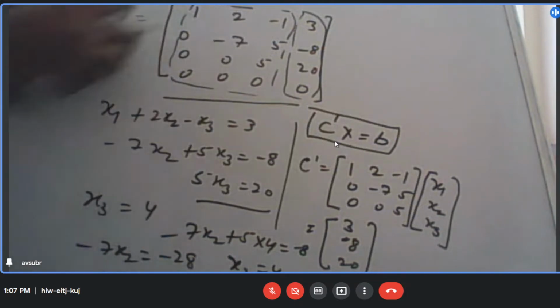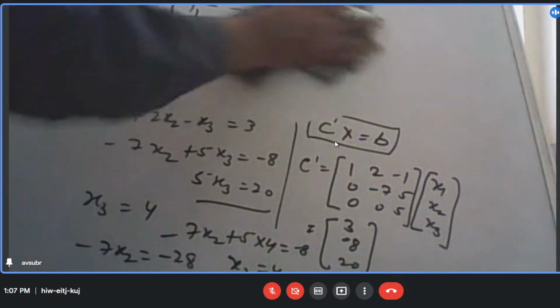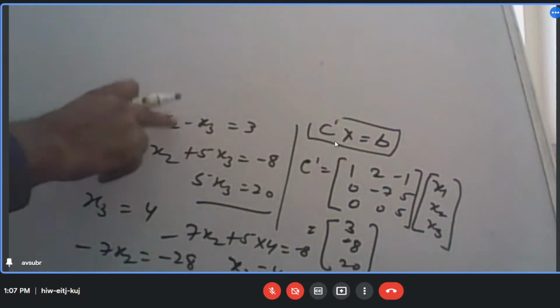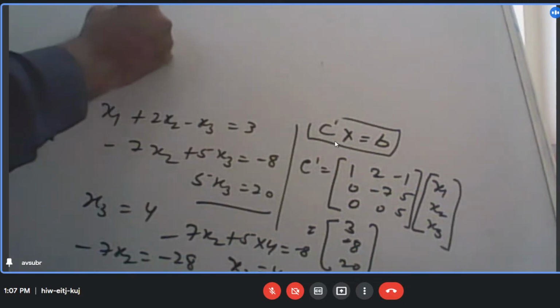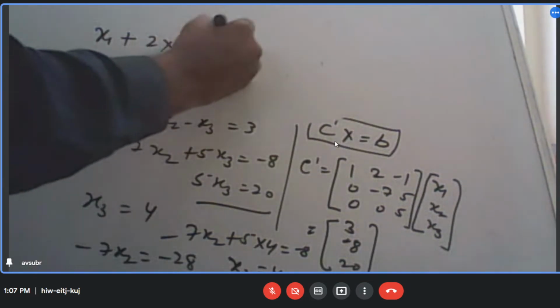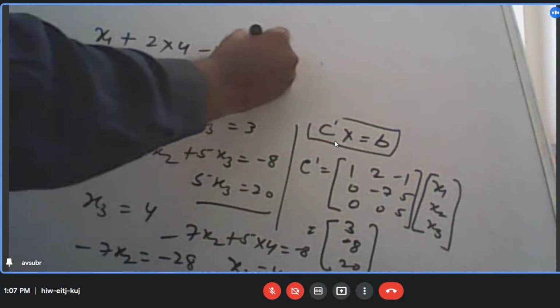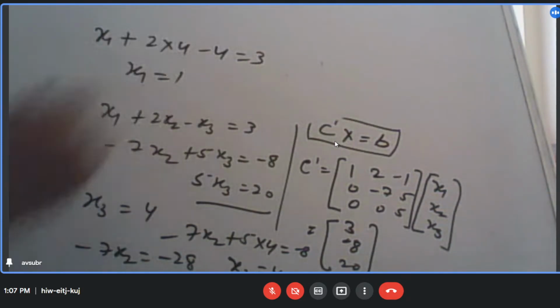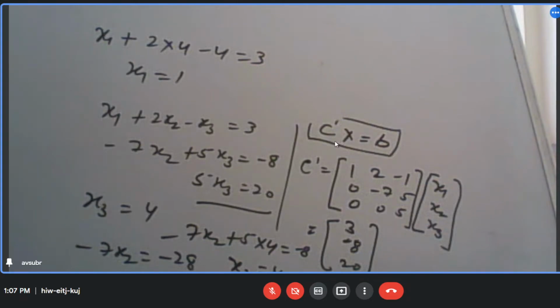And then once we have got these two things, then we can put back it into this one. So x1 plus 2 into x2, which is 4, minus x3, which is 4, is equal to 3. So from this, x1 is equal to 1. Am I right? Or minus 1 rather.